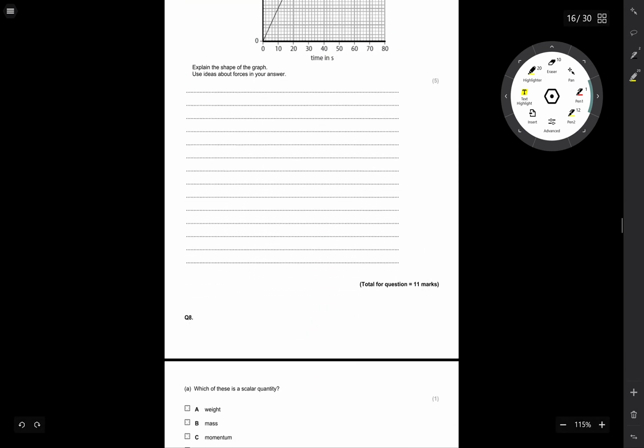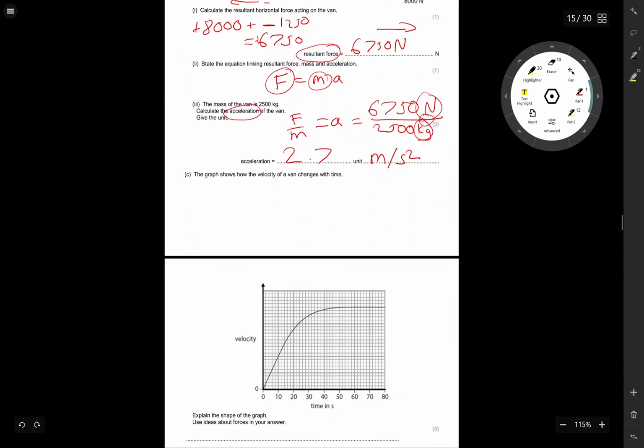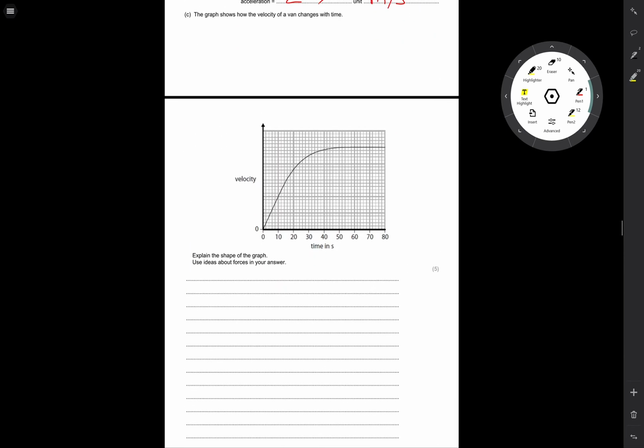Now the graph shows how the velocity of the van changes over time. Explain the shape of your graph. Use ideas about forces in your answer. Well, there's a few things to explain in this graph. The shape changes. Between here and here, it's a straight line. And then from around here it curves, and it's curving till about here. And then it's a horizontal straight line.